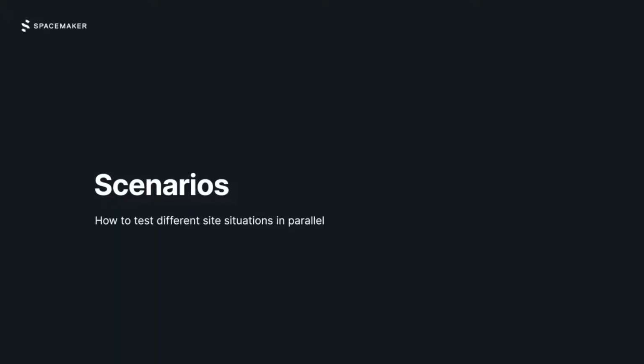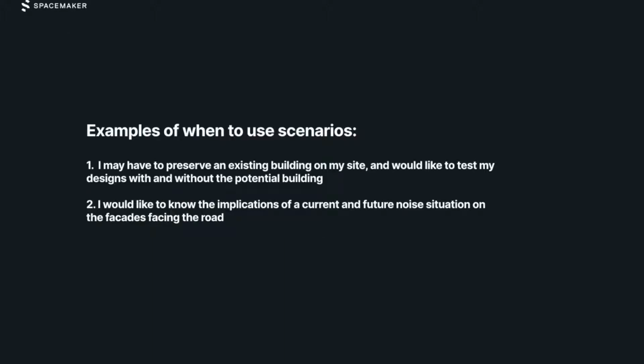In this tutorial, we will look at how to test different site situations in parallel using scenarios. We will consider two examples of when to use scenarios. One, I may have to preserve an existing building on my site and would like to test my designs with and without the potential building. And two, I would like to know the implications of a current and future noise situation on the facades facing the road.